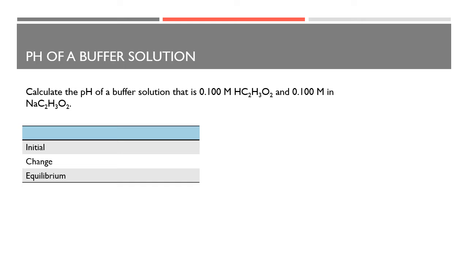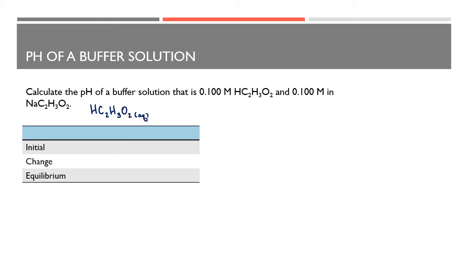Now let's learn how to calculate the pH of a buffer solution. This practice problem has us calculating the pH of a solution that is a 0.100 molar acetic acid solution mixed with a 0.100 molar sodium acetate solution. So this is our buffer system.